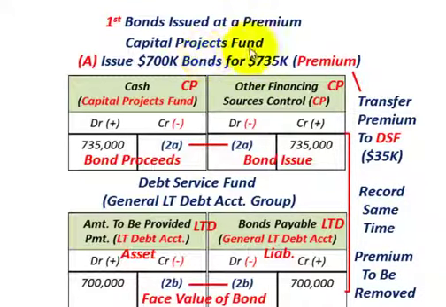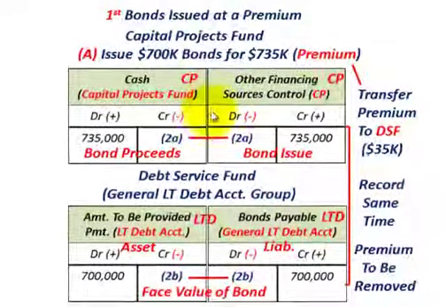First, we have to make the recording in our capital projects fund for the bond issue. Along with that, at the same time, we have to record that bond issue under the general long-term debt account group.